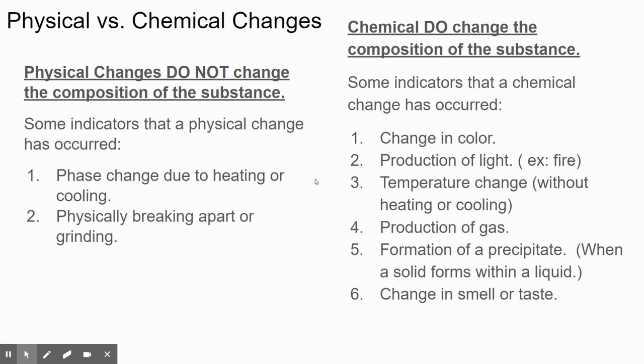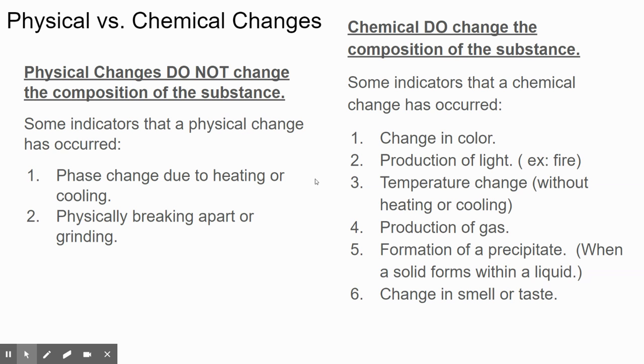Number 5 is the formation of a precipitate. So a precipitate is when you take two liquids, you mix them together, and all of a sudden a solid forms. You think of precipitation as like rain, right? Precipitation, rain. You have gas turning into a liquid. That's kind of the idea here, but you have instead two liquids coming together and they form a solid. Okay, two liquids together forming a solid. That is a precipitate.